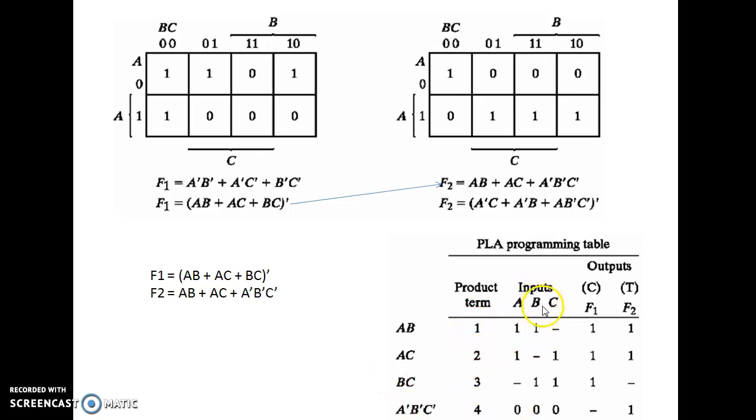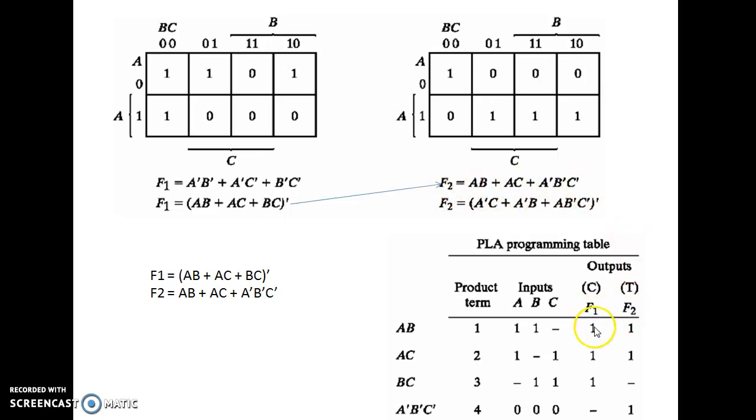and what would be the inputs. Here C is missing, so put a dash, and A, B are uncomplemented literals, so 1, 1. If it is complemented, you put zeros. Right? So for the outputs, F1 is taken in complemented format, so that's why it is written as C. C means complemented, T means true form. F2 is taken in its true form because it is not complemented.